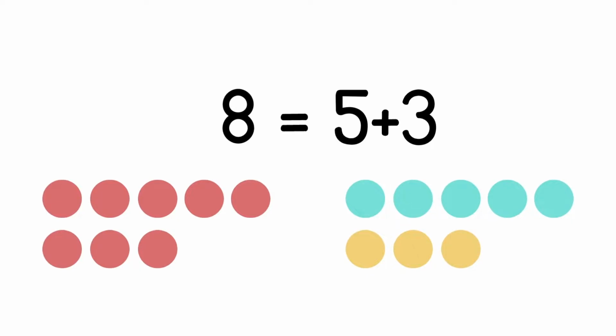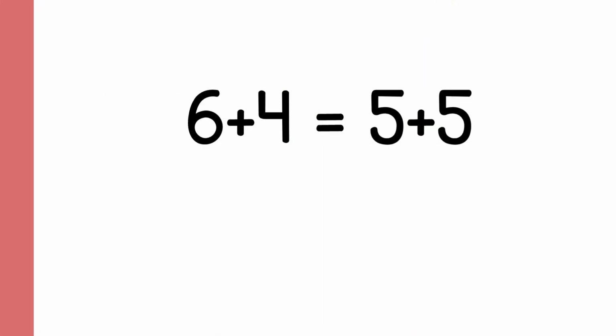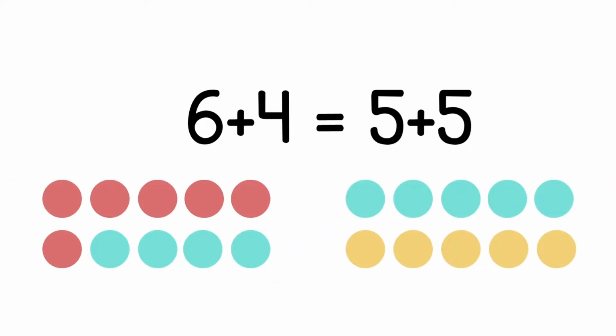Okay, so let's get into our next question. What is a balanced equation? A balanced equation is one where both quantities on either side of an equal sign are the same value. So if you have the equation 6 plus 4 equals 5 plus 5, you'll notice that both of these values are equal to 10, which makes these equations balanced.